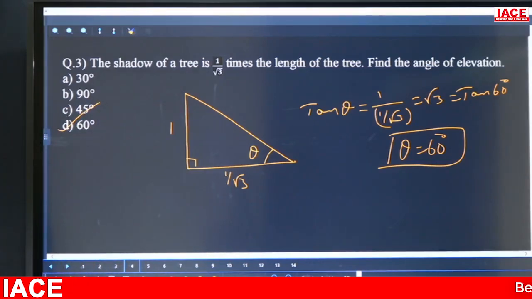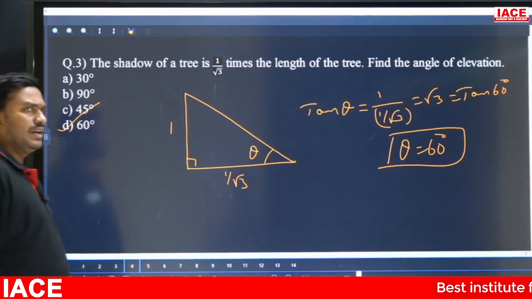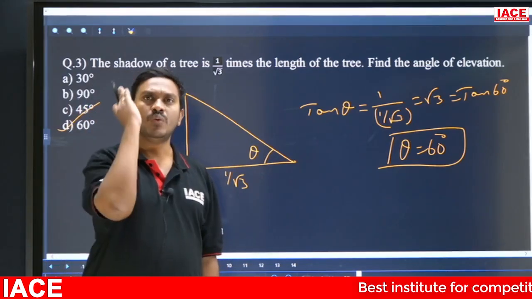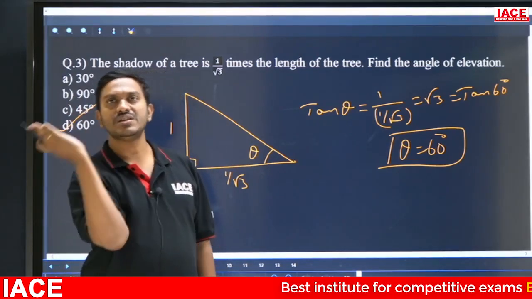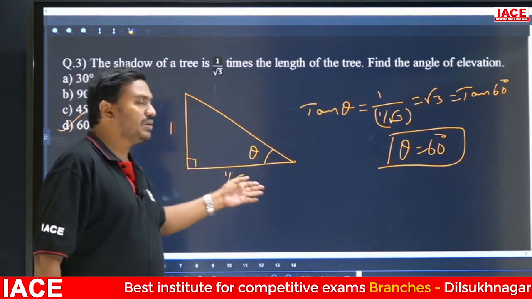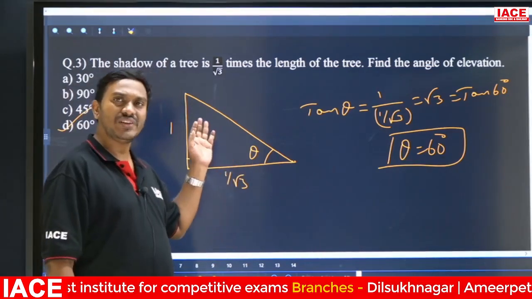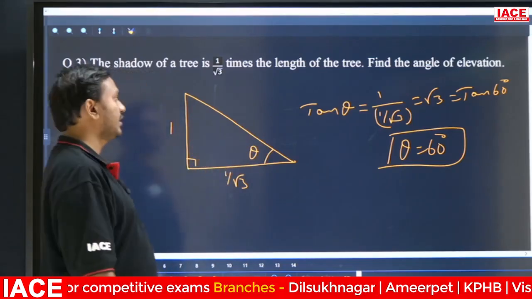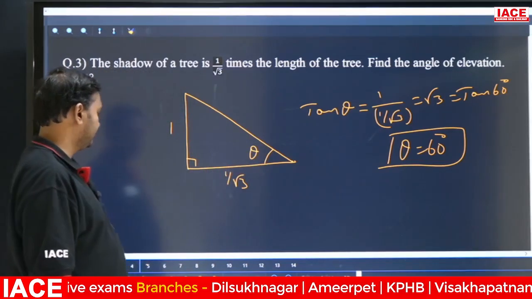Note down, so simple. In a right angle triangle, if he is telling that the height is 1, the shadow is 1 by root 3 times. So x means 1 by root 3. Instead of writing x, directly I am writing 1.